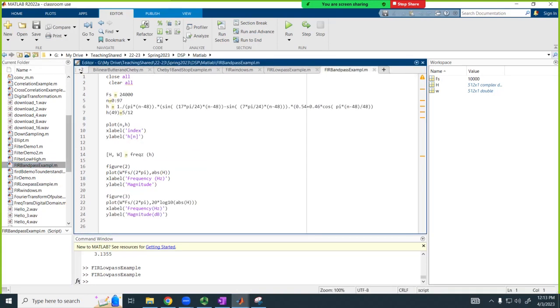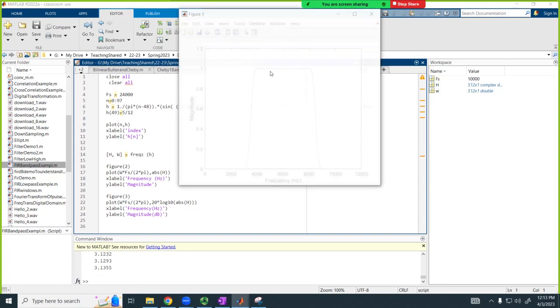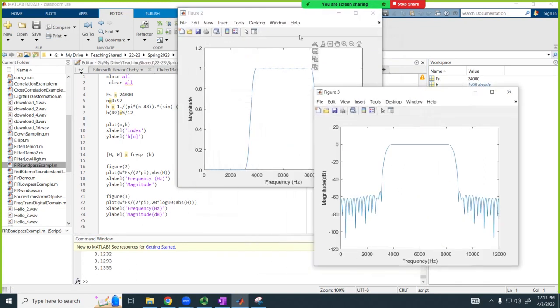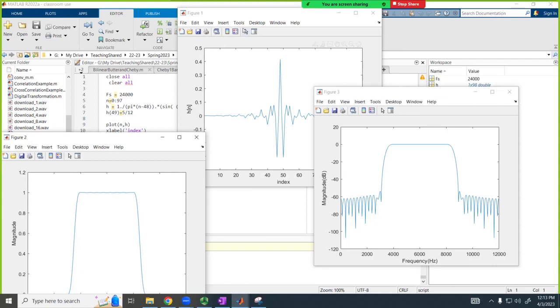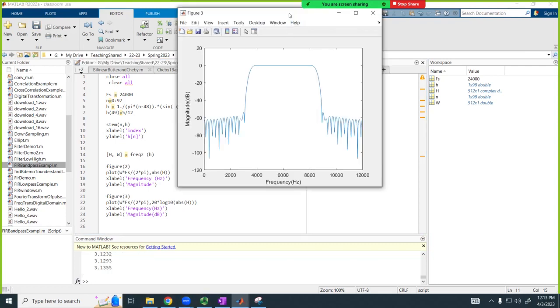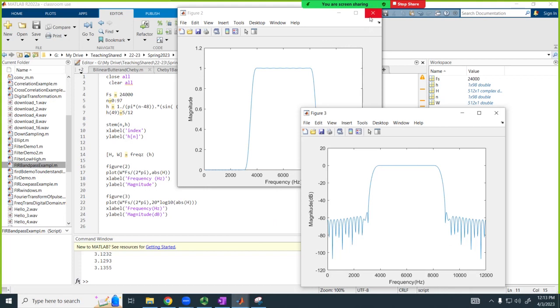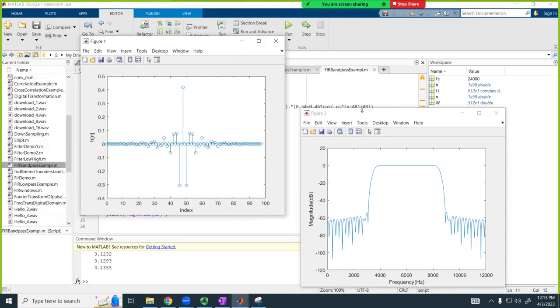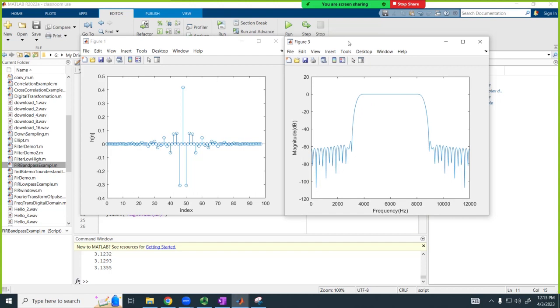Bandpass filter. Maybe I should not plot. Where is plot? Okay, I don't want this one. I want these two. Okay, so this is my filter at 48. It's equal to this value. It's of length 97.